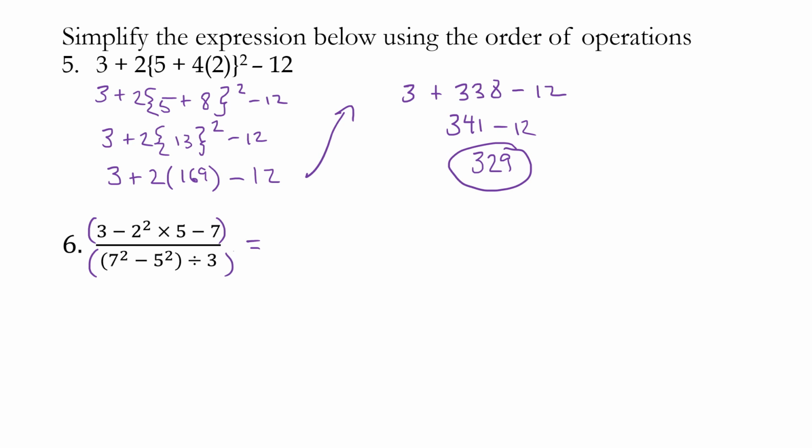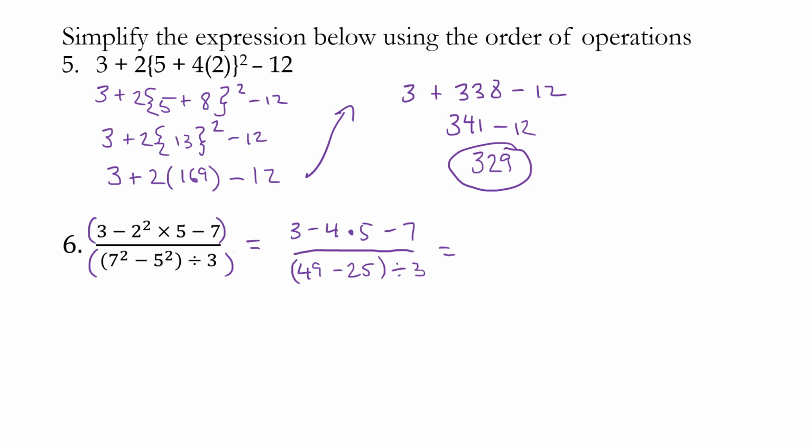Okay, so looking at the numerator, following the order of operations, I am doing that 2 squared first because there was really no parentheses. So it's going to be 3 minus 2 squared is 4 times 5 minus 7 over, inside that parentheses, 7 squared is 49 minus 5 squared is 25 divided by 3. Continuing to simplify in the numerator, 4 times 5 is 20.